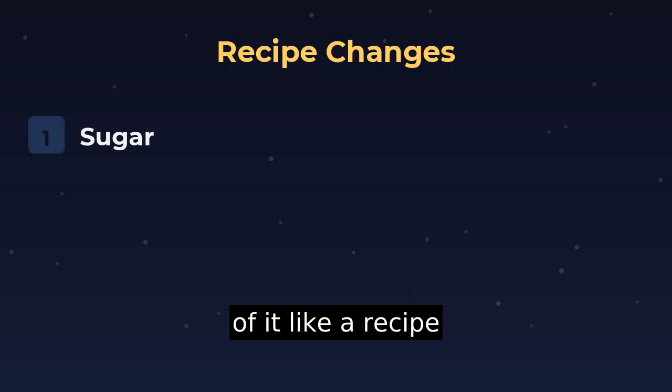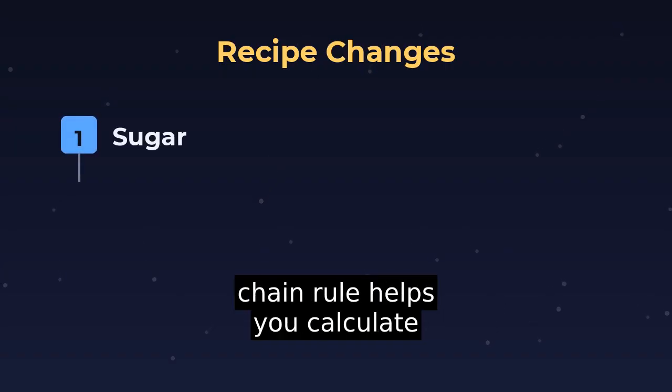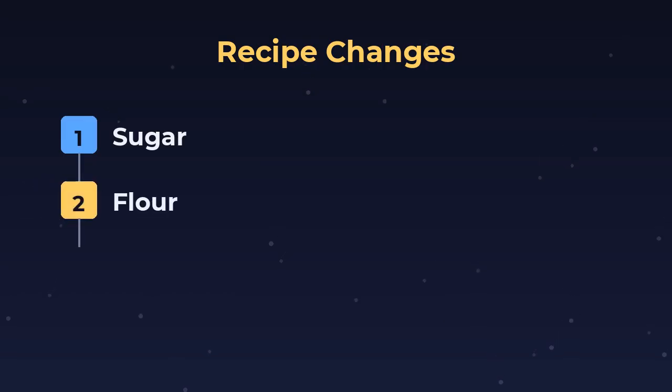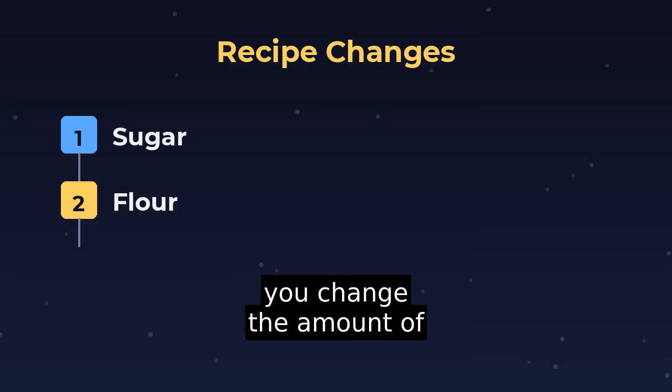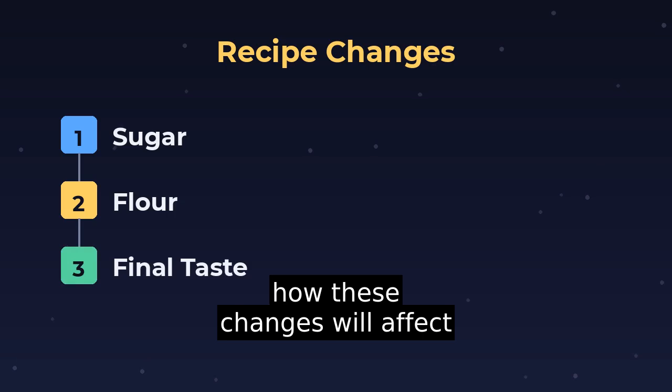You can think of it like a recipe where each ingredient is changed by a certain amount. The chain rule helps you calculate the final result. For example, if you're making cookies and you change the amount of sugar and flour, the chain rule can help you predict how these changes will affect the final taste and texture.